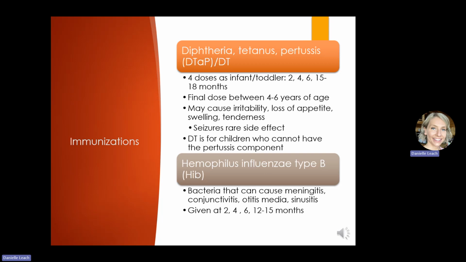I've personally never seen that one. And then we have the Hib vaccine, or Haemophilus influenzae type B. So even though it has the word influenza in it, it is a bacteria. So this bacteria can cause several different illnesses, the most severe being meningitis, but it can also cause things like conjunctivitis, otitis media, and sinusitis. This one's given at 2, 4, 6, and then 12 to 15 months.